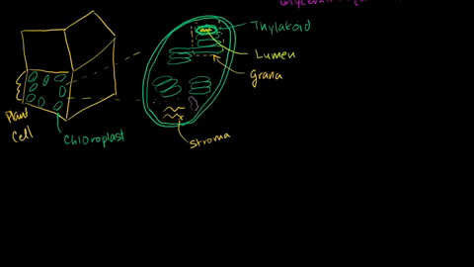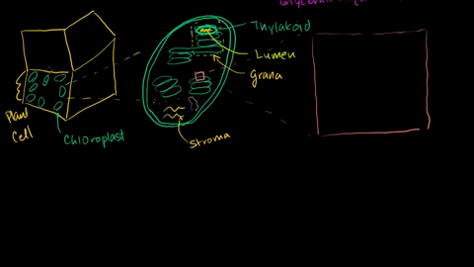Let's zoom in again on one of these thylakoid membranes. So I'm going to zoom in. Let me make a box. Let me zoom in right there. So that's going to be my zoom in box. Let me make it really big, just like this. So that little box is the same thing as this whole box. So we're zoomed in on the thylakoid membrane. This is the thylakoid membrane right there.